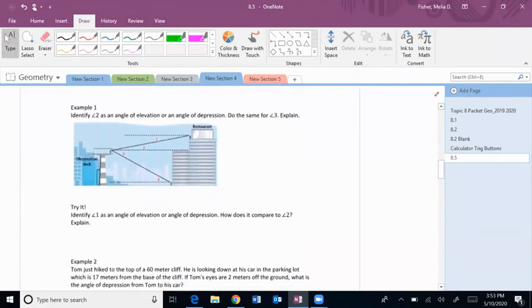Example 1, they want us to look at angle 2 and angle 3. So that means that we're going to look at being this guy standing right here. And we're going to say, what is angle 2 and what is angle 3? Well, angle 2, that guy is looking up toward the restaurant. So the horizontal line is here, and we're looking up. So that is an angle of elevation.